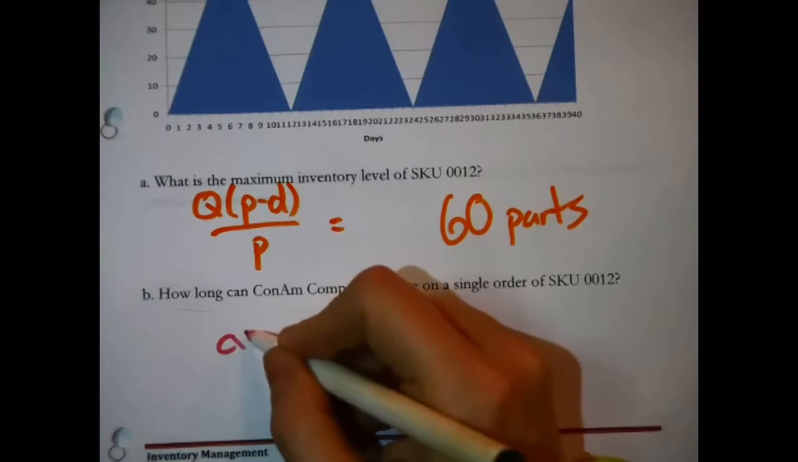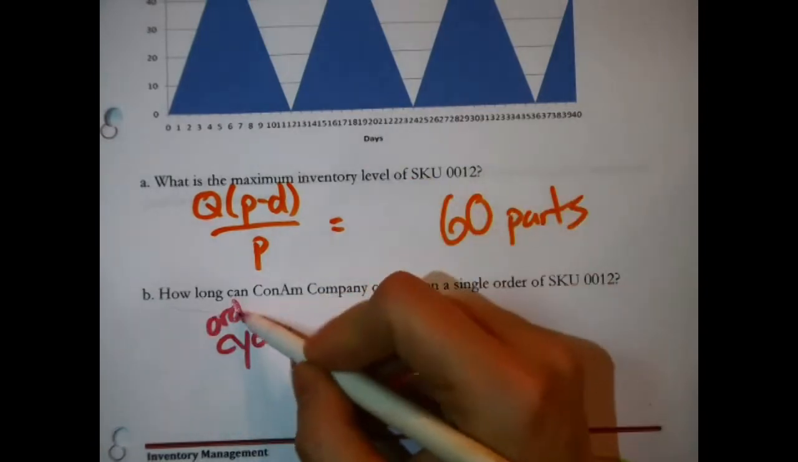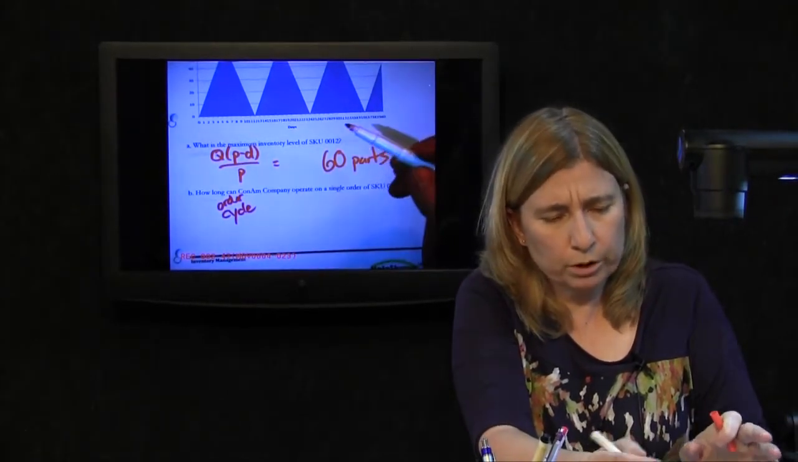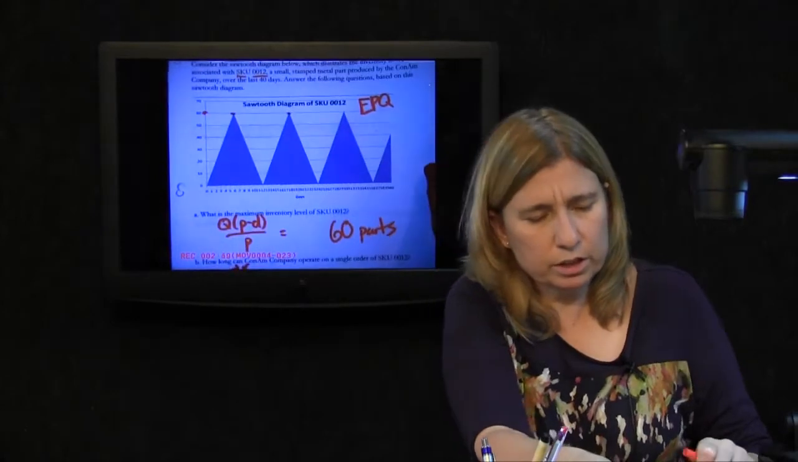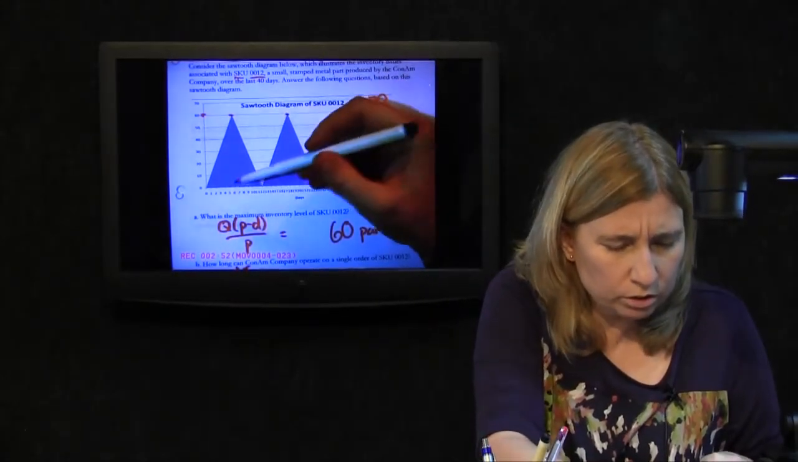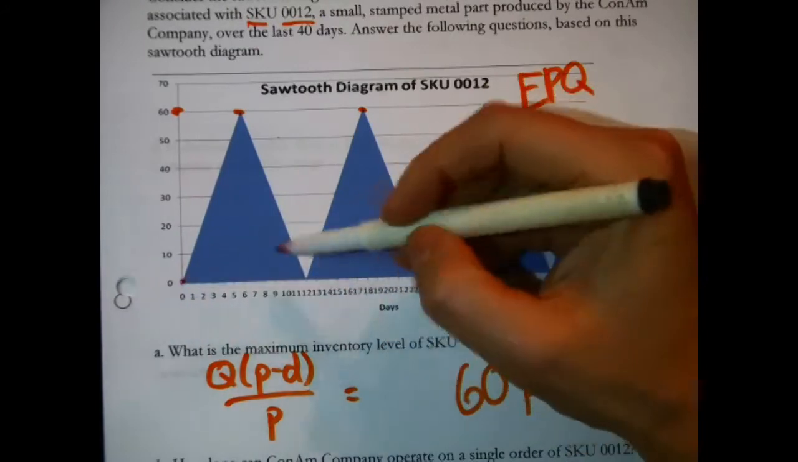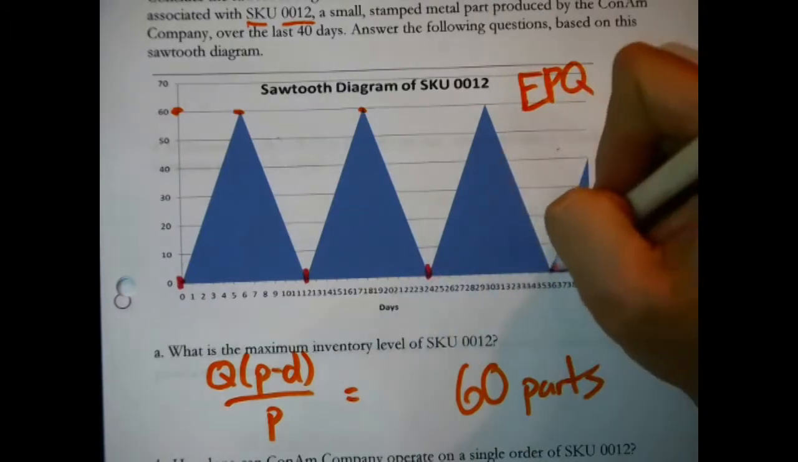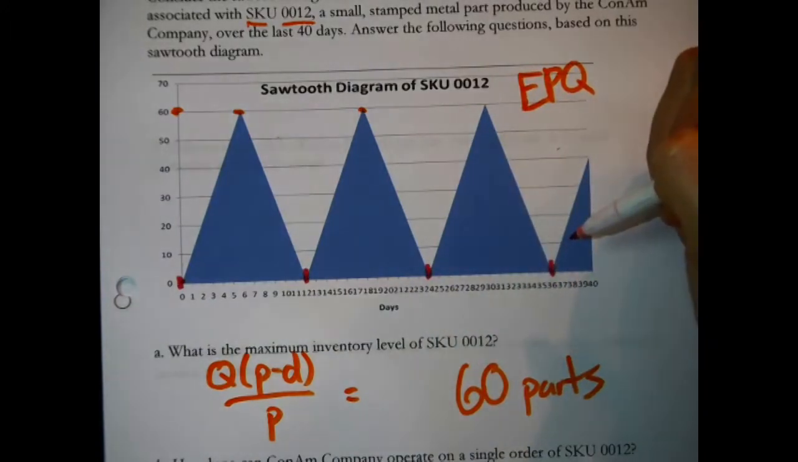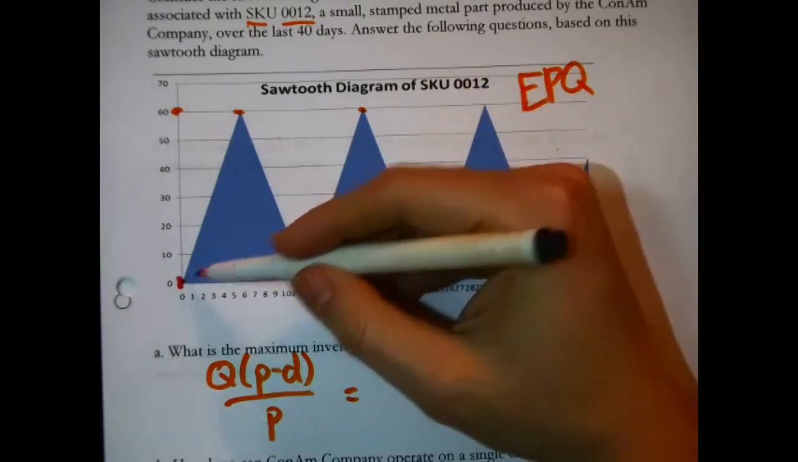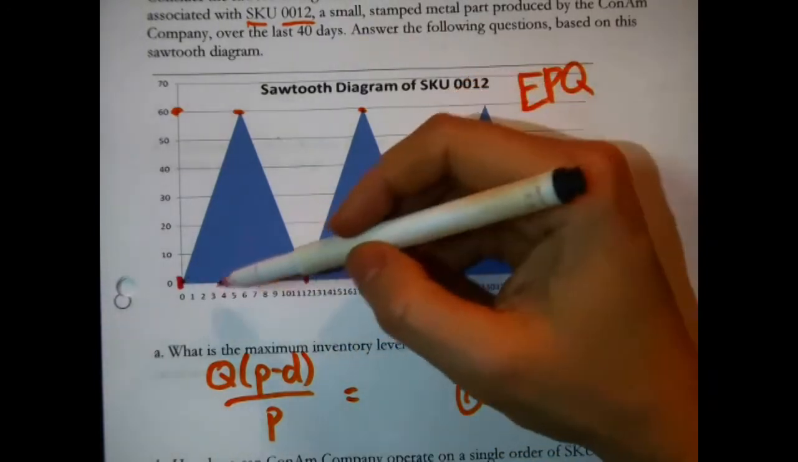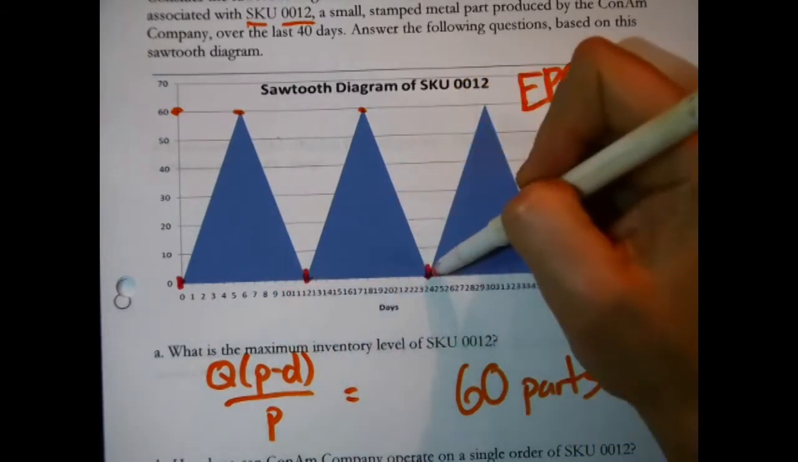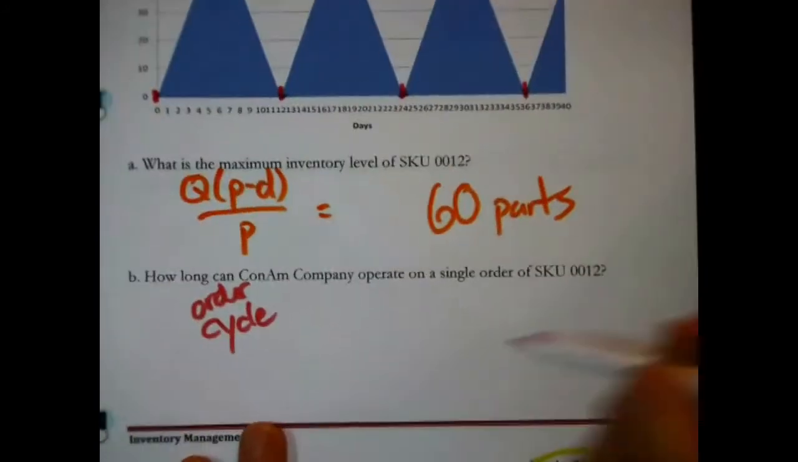And think, oh, we have to figure out the order cycle length, and that's like Q divided by D. Now, whoa, wait a minute. Do we actually need that? How long can they operate on a single order? The order cycle is the length of the base of any one of the teeth. Well, if I just looked, how long is the length? These are identical. How long is the length of the base? 9 days, 10 days, 11 days. They're always ending at 12 days, 24 days, 36 days. That's the answer. 12 days.